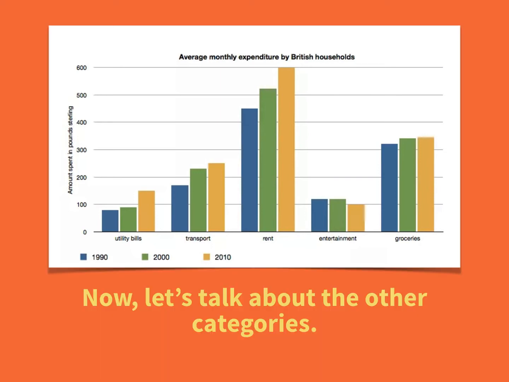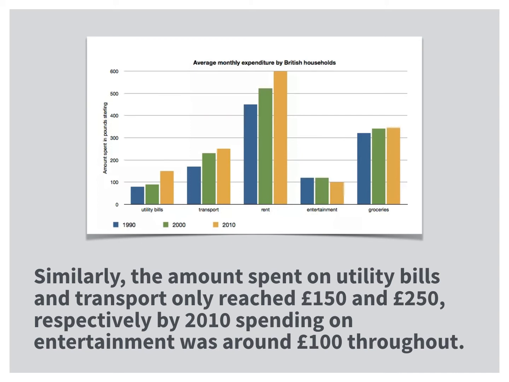And we can do a similar thing with the other categories, but we can summarize the data a bit more. So we say that the highest amount people spent on utility bills was £150, the highest they spent on transport was £250, and that the amount of money they spent on entertainment was only ever around £100. Now we can see here that the amount of money people spent on entertainment actually went down a little bit over the period. But we don't need to mention that because it has nothing to do with our trend.